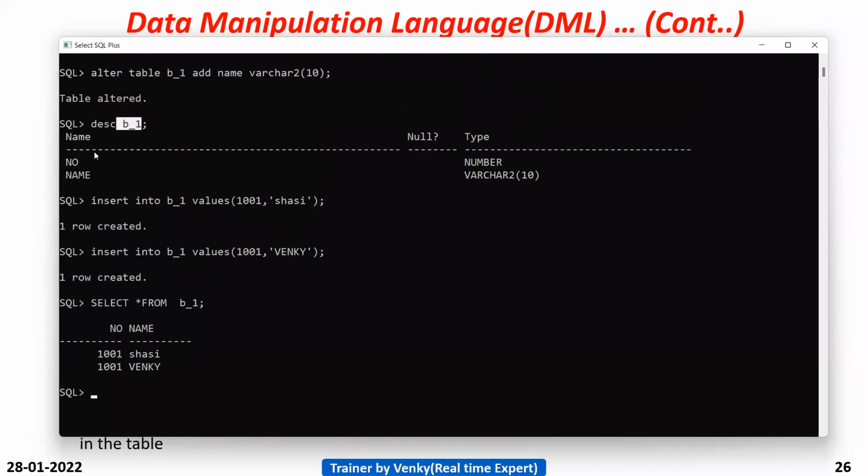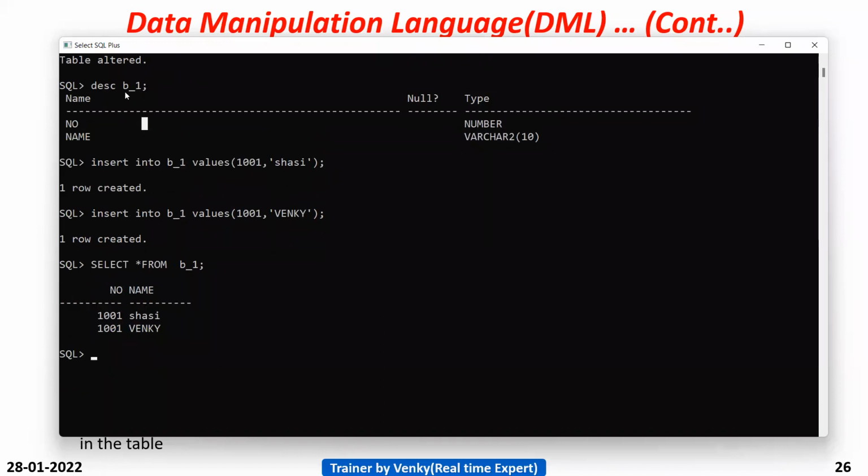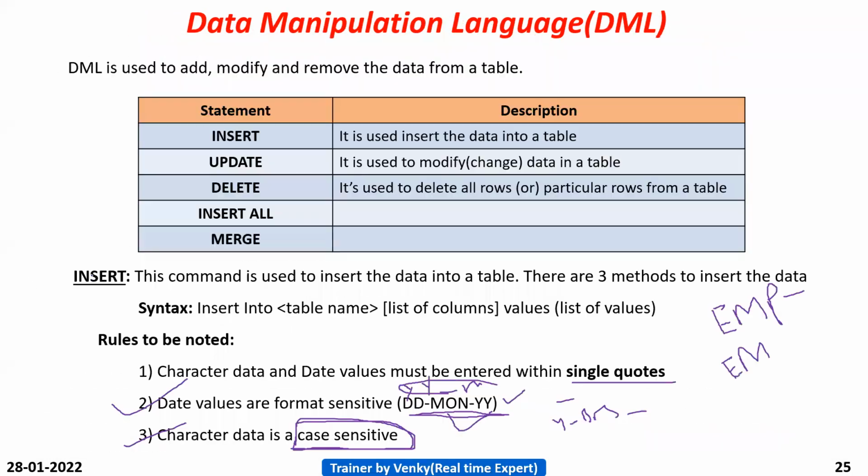If you declare table name and column names in smaller case, Oracle server converts them into uppercase. But in case of actual data, not column or table, if you insert in capital letter, it will insert capital letter. If you insert in smaller letter, then it will insert in smaller letter. That is called case sensitive. Character data is case sensitive. Okay. Next.